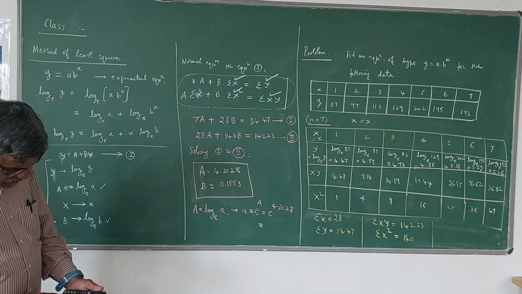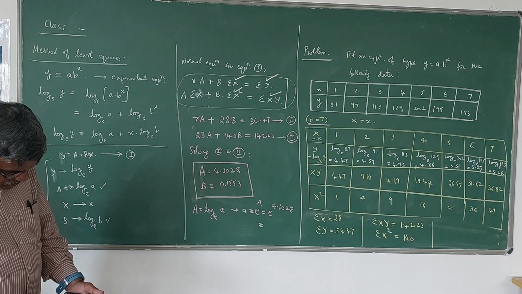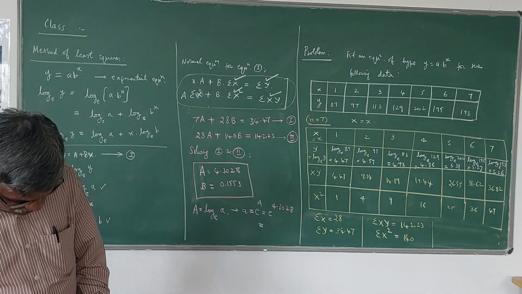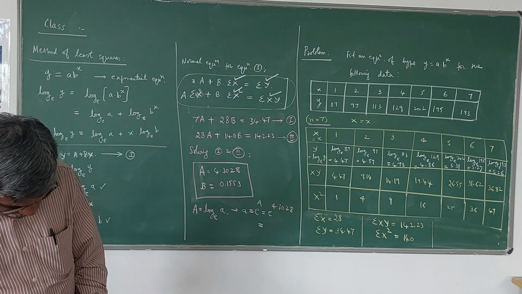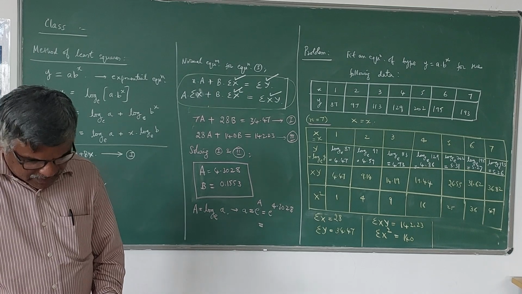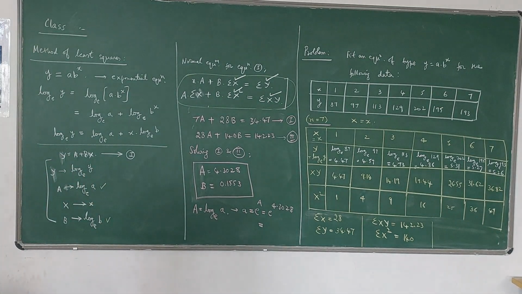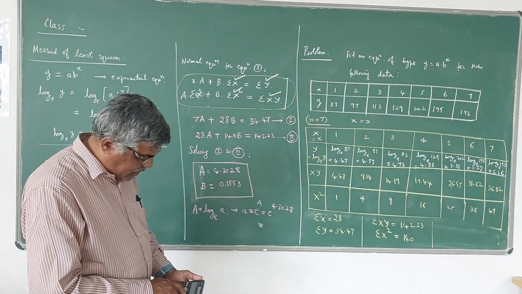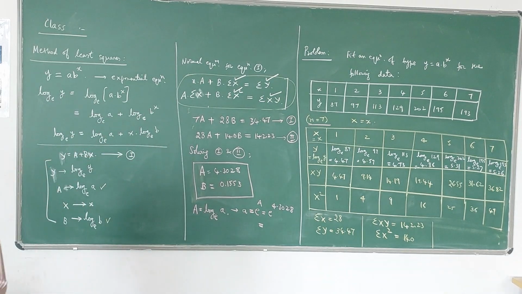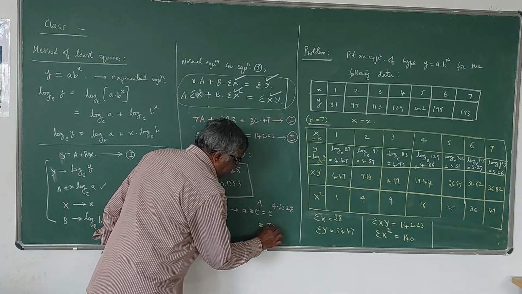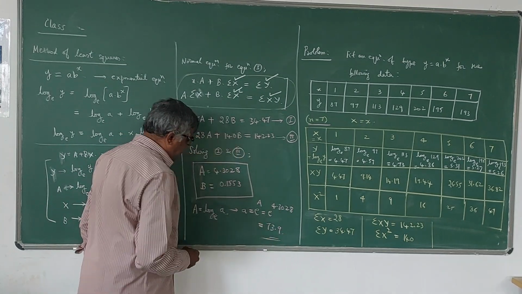So you have to get e to the power of 4.3028. You have to get that value using the calculator. If you get that, approximately you are getting the value of a as 73.9. You can check the value using the calculator.